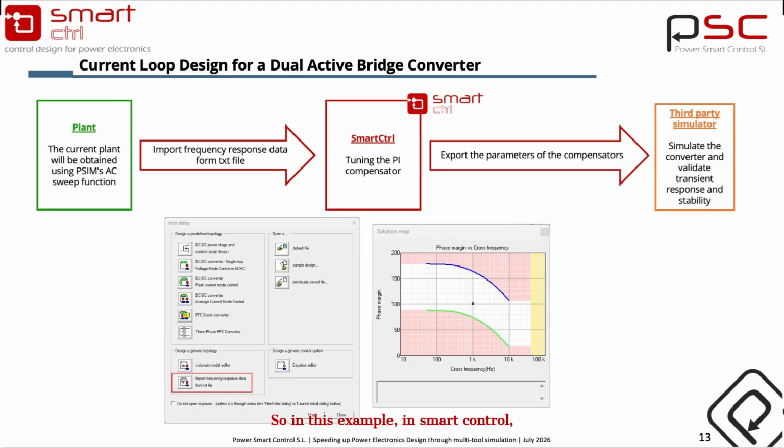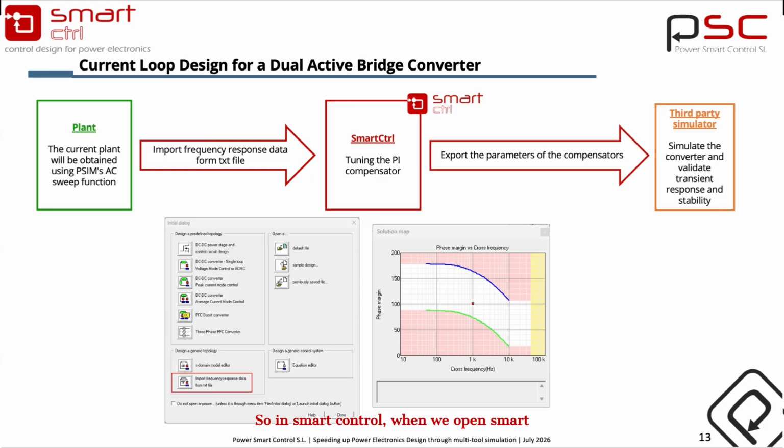So in this example, in SmartCtrl, we measure the plant with the AC sweep function from the PSIM simulator. Then I will save the data points of the frequency response and import this information into SmartCtrl. We also tune the PI compensator, and in the last step we simulate the transient response in order to check whether the control is stable or not.